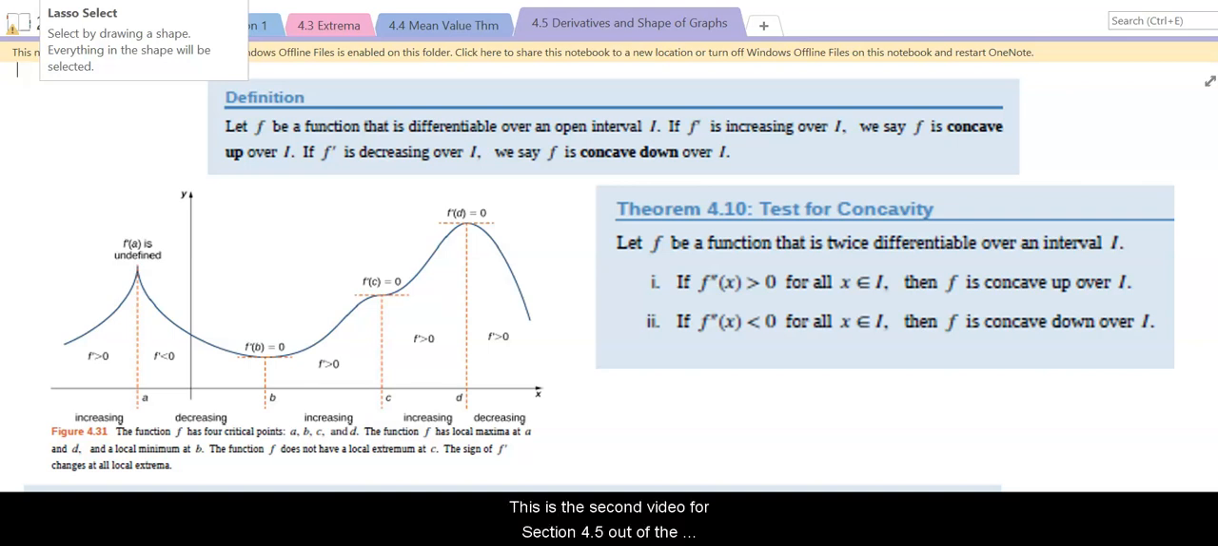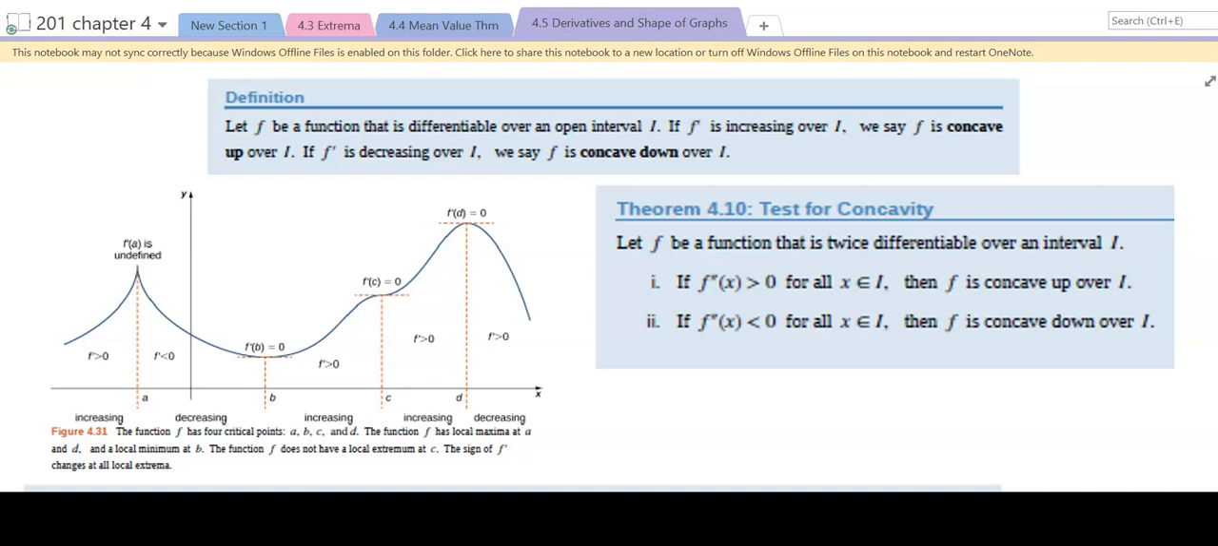This is the second video for section 4.5 out of the OpenStax Calculus 1 textbook. In this video, we will be looking at concavity and inflection points and the second derivative test. This will be a briefer video since there is in some ways less material to cover.